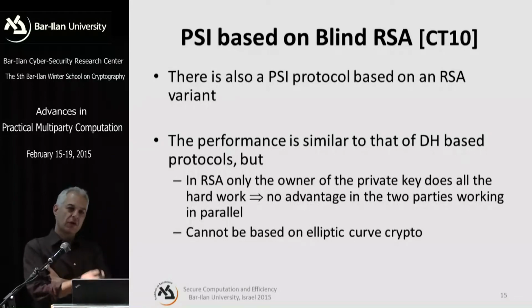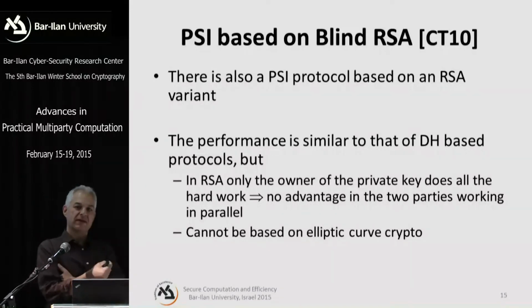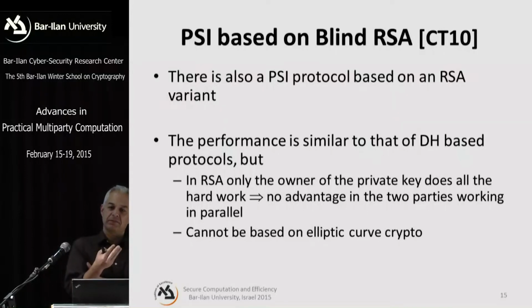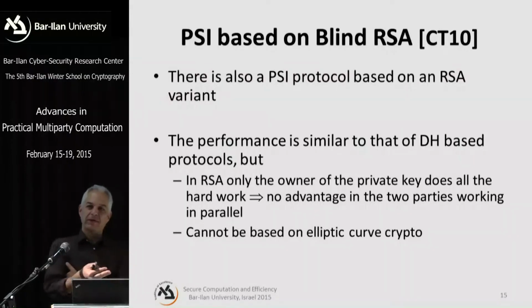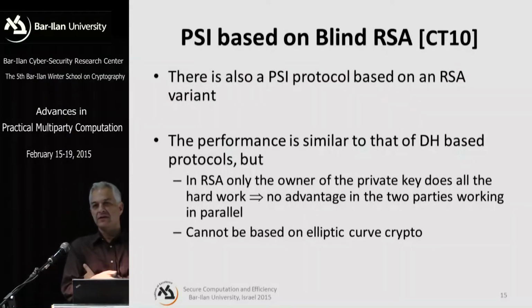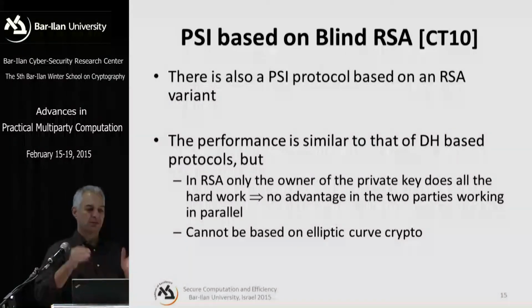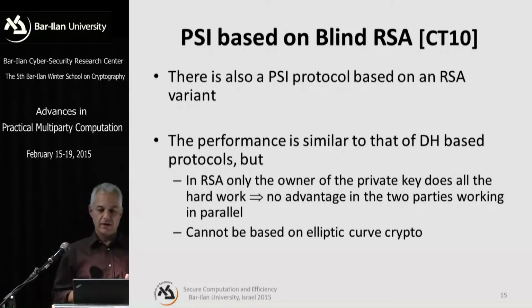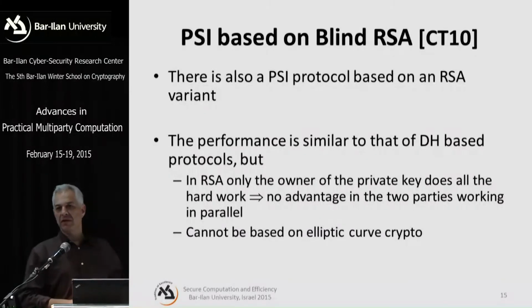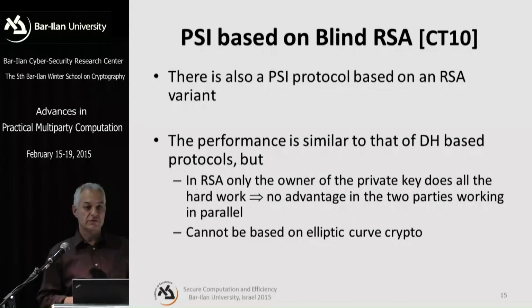But because they're using RSA, one party has the secret key and one has the public key. Now the public key is usually short, like 3. So raising items to the power of 3 is very efficient, whereas the party that has the secret key has to work very hard. Whereas in the Diffie-Hellman protocol both parties have the same effort, here one party has very little work and the other works very hard. And also you cannot base this on elliptic curve crypto.